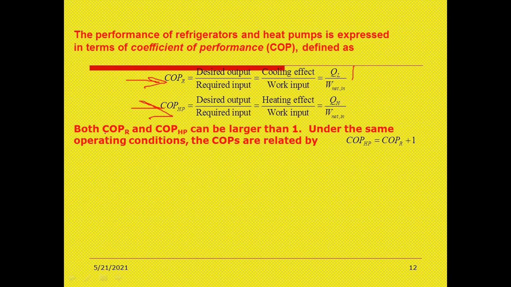Now both the COP of refrigerator and COP of heat pump can be larger than 1 under the same operating conditions. The COP of heat pump is equal to COP of refrigerator plus 1. So this is the coefficient of performance of heat pump and refrigerator. Got it?